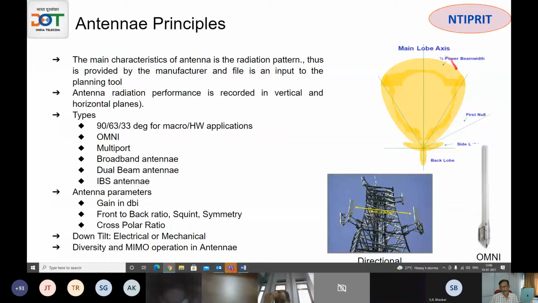Then the performance: when you say 65 degree, that is the horizontal plane. In the vertical also there is a beam, and this vertical beamwidth is something like less than 10 degrees, 5 to 10 degrees. And then there are so many different antennas which are to be taken care of during the planning process itself. Otherwise, it will be a redundant investment.